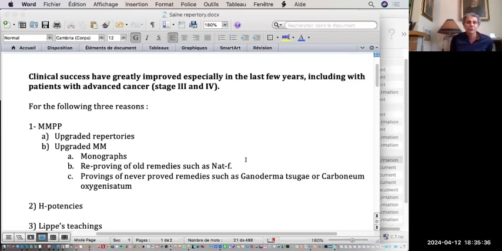And it doesn't include all the new rubrics that are being included in the new repertory. So what I want to share with you is that the clinical success has greatly improved, especially in the last few years. In my practice, not only in my practice, but in my colleagues' practice that use the same tools. That means use the MMPP repertory, which we call the Saine Repertory now, and the monograph that is the work of the MMPP. And this would include great success in patients with advanced cancer, stage 3 and stage 4 cancer.